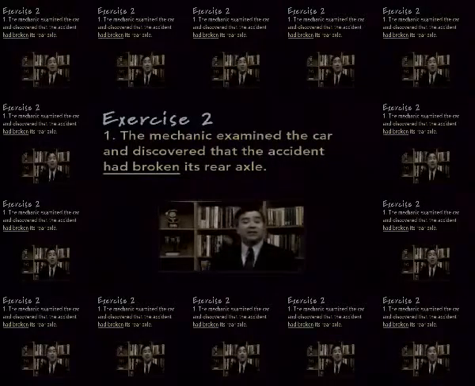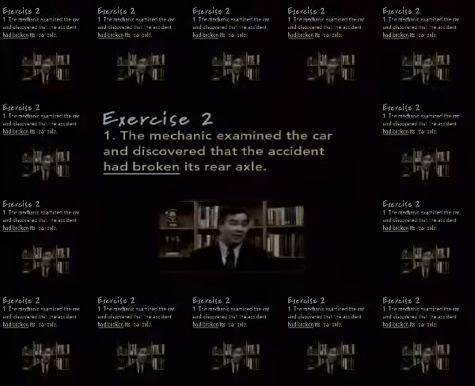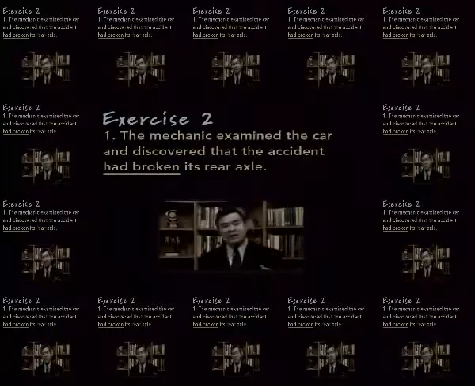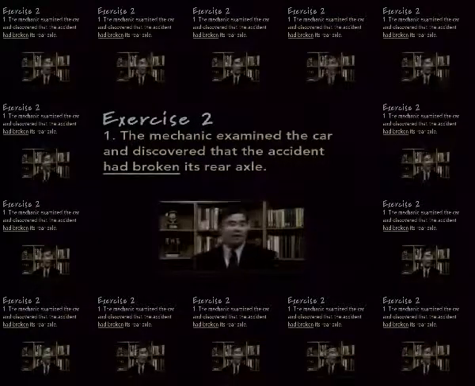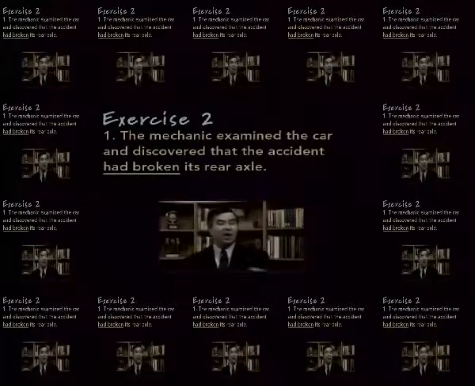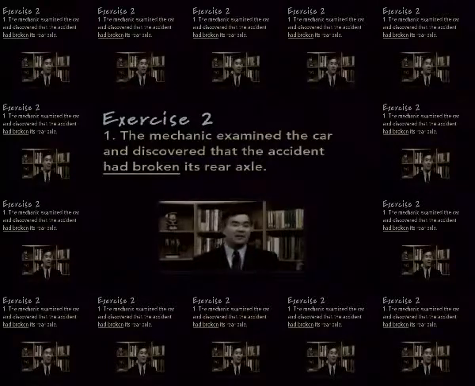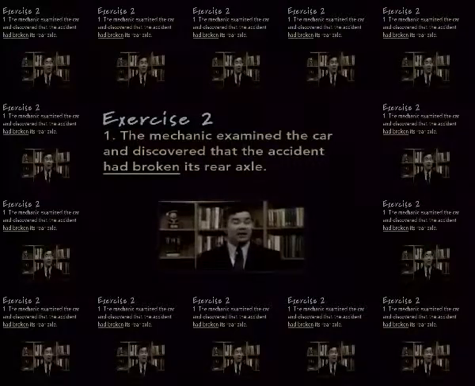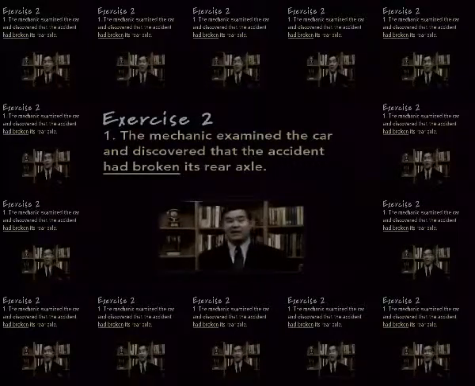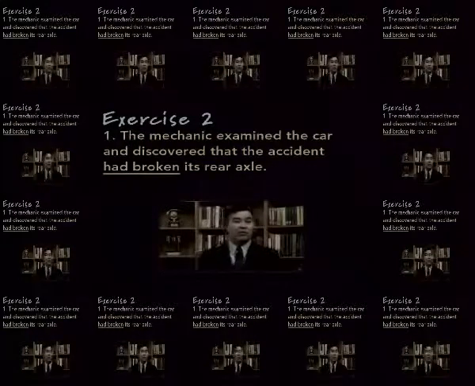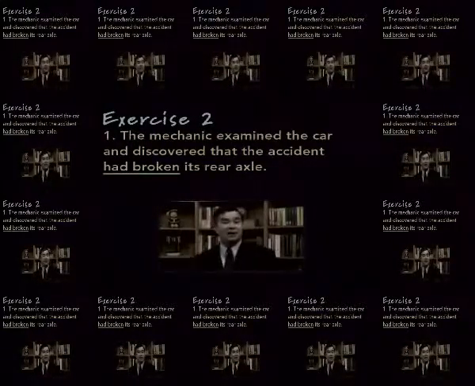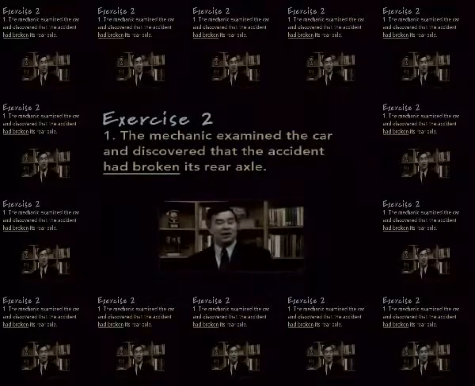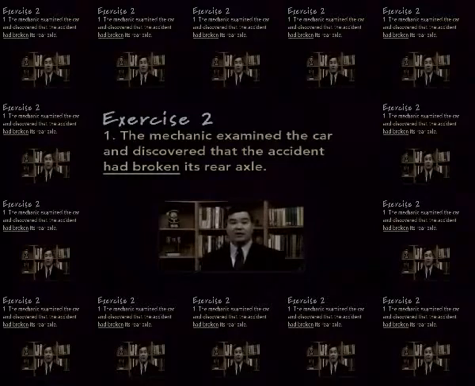Now, in this sentence, there are three separate events: the examining of the car, the discovery, and the breaking of the rear axle. What is the sequence among these events? Well, the examining of the car and the discovery are both past events. They happened at some time in the past, and they happened at around the same time. In fact, it is while examining the car that the mechanic made the discovery. So those two events are both past events which should be described in the same tense. And that, in fact, is what the sentence does. The past tense is used for both of those events.